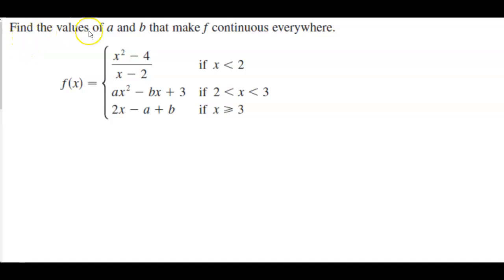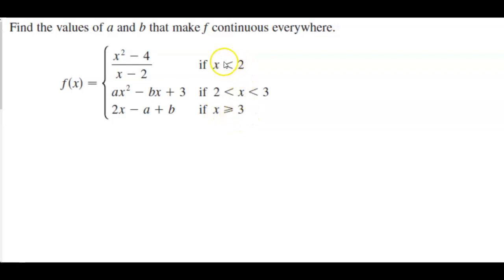Okay, here we want to find the values of a and b that make f continuous everywhere. We have the piecewise function f of x, which is equal to (x squared minus 4) over (x minus 2) if x is less than 2. f of x is equal to ax squared minus bx plus 3 if x is in between 2 and 3. And f of x is equal to 2x minus a plus b if x is greater than or equal to 3.